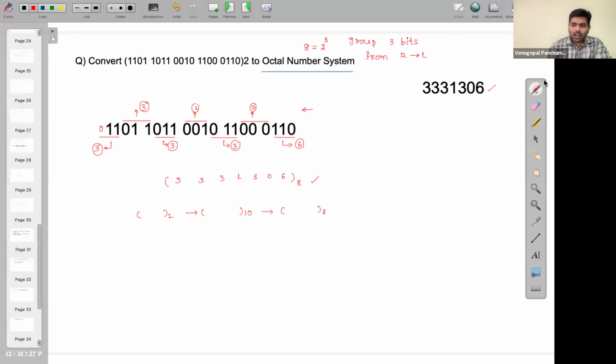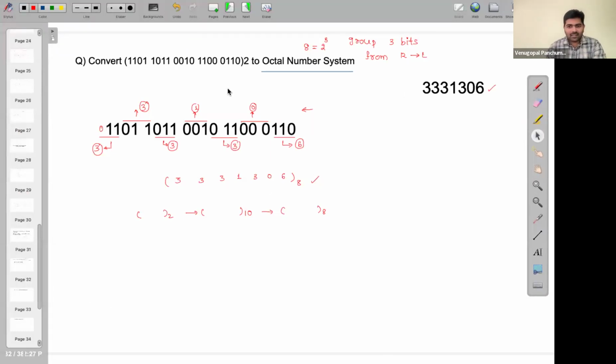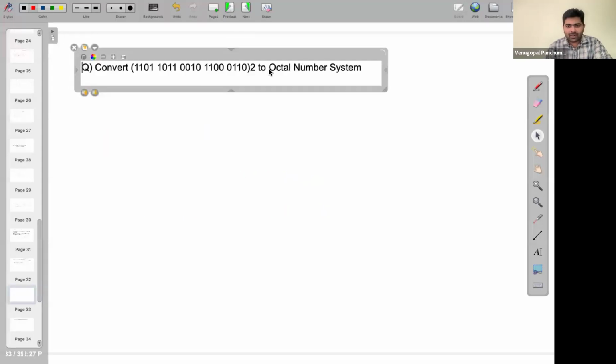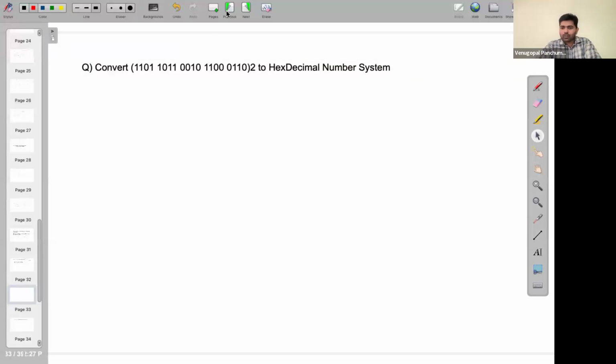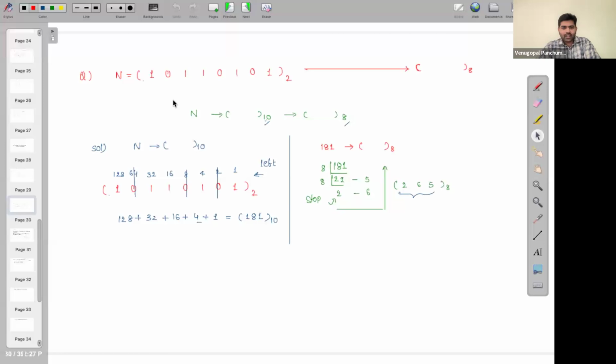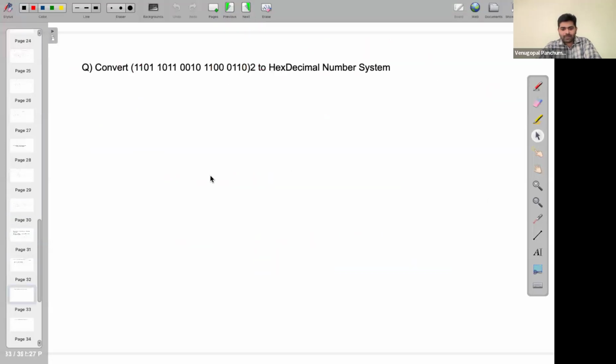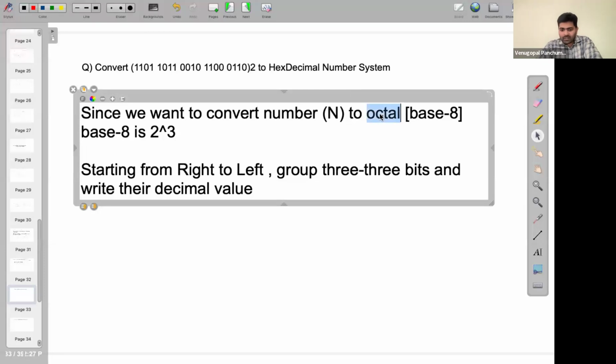Okay, good. So now the same question. What we will do is convert this back to hexadecimal instead of octal. That is base 16. Now what we need to do, friends? Same thing. See here, I'll copy and paste this. Since we want to convert this number to hexadecimal, it is base 16.